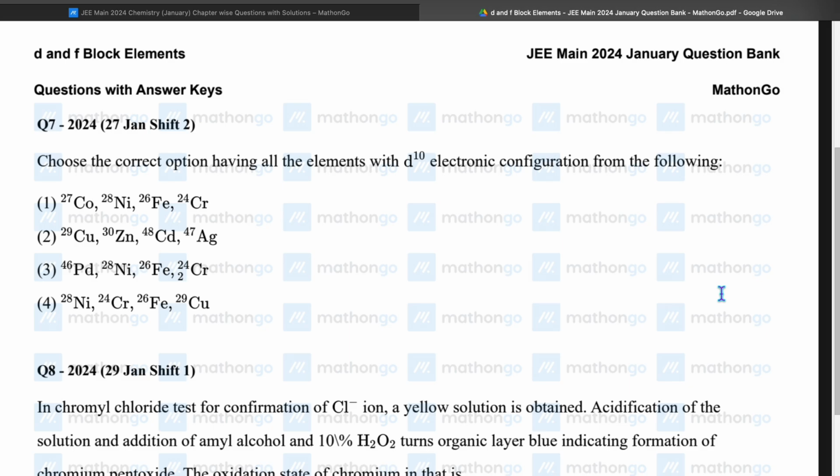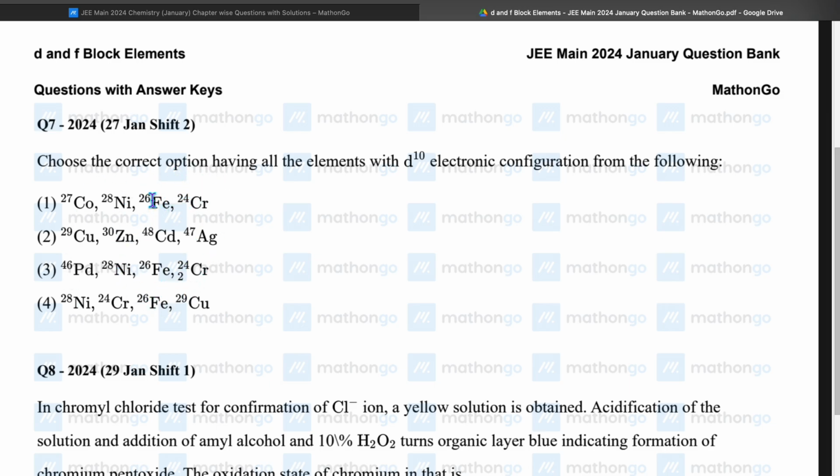Question number 7. Choose the correct option having all elements with D10 electronic configuration from the following. So this question is asked in JEE Mains 2024 January. Last year January లో అడిగారు. చెప్పండి అమ్మా, దీంట్లో ఓన్లీ D10 కాన్ఫిగరేషన్ ఉన్నటువంటి సెట్ ఇది.